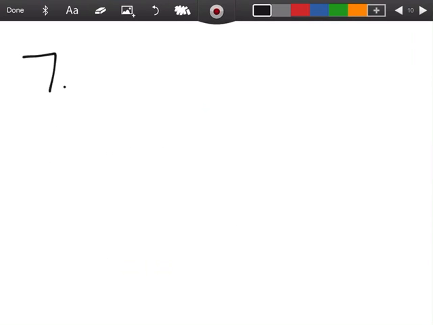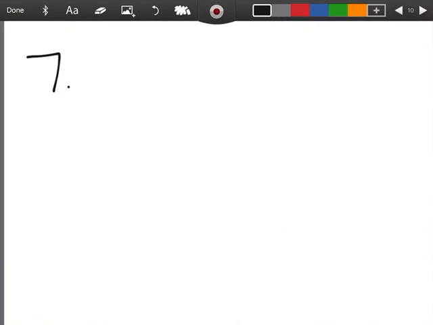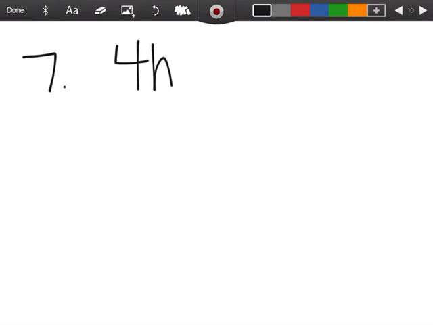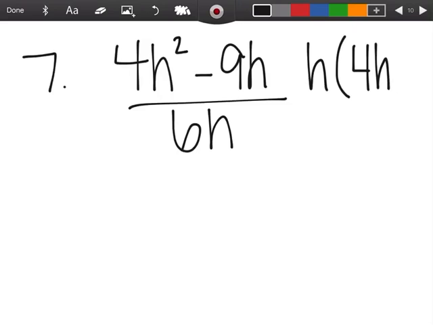So, the next numbered problem that I have is number 7. Obviously, it's more than number 7, but that's okay. Number 7 says 4h squared minus 9h divided by 6h. So I need to recognize in the numerator that I can factor. What they have in common is an h. So I'm going to take out an h, and I'm going to be left with 4h minus 9.